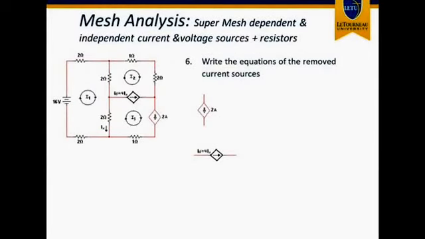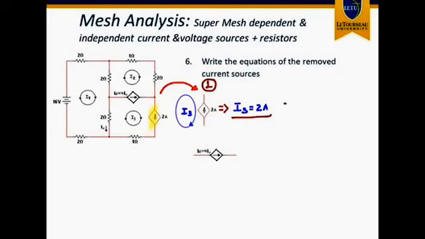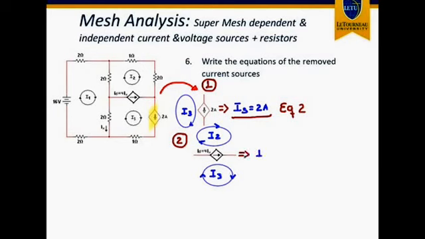Now we're going to write the equations of the removed current sources. So the first one, we see that I3 is in the same direction as the current of the current source, so I3 is equal to 2 amps. For the next equation, we see that the dependent current source is in the direction of current I3, so we will write I3 minus I2 equal to 4 Ix.